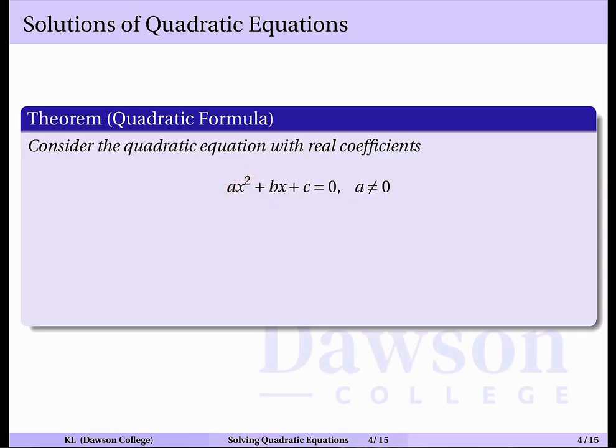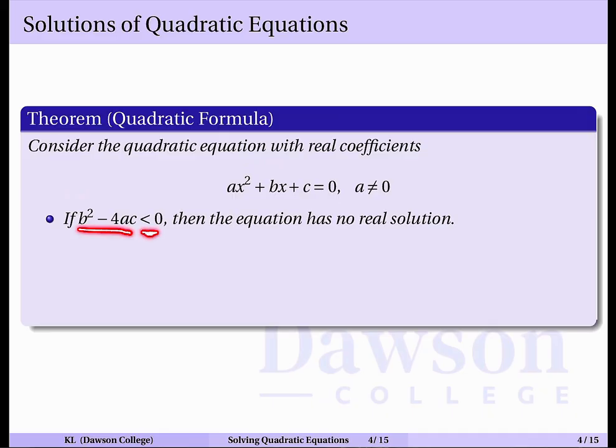Okay, so a quadratic equation must have a squared term: ax squared plus bx plus c equals 0. We will look into this number, b squared minus 4ac. If b squared minus 4ac is less than 0, then this equation has no real solution. Again, if b squared minus 4ac is less than 0, then the equation has no real solution.